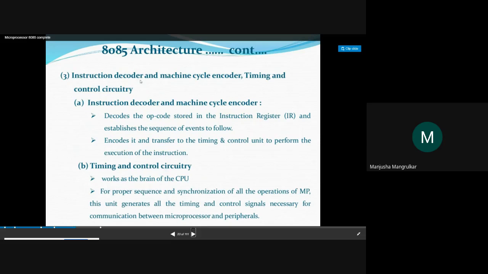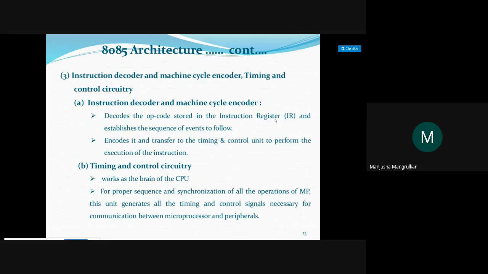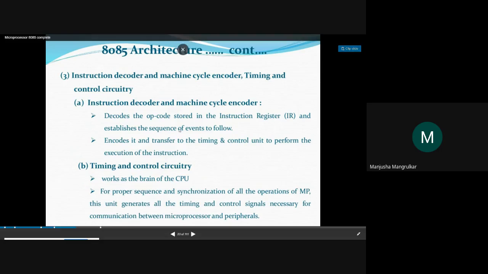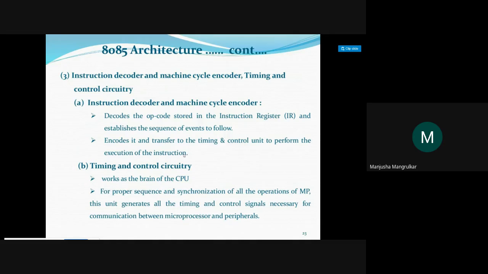Now the third: instruction decoder, machine cycle and timing diagram. Instruction decoder and machine cycle encoder, right? The IR, the decoder and the operand are stored in the instruction register. It establishes the sequence of events to flow. The instruction decoder establishes the sequence of events to flow, encodes it and transfers it to the timing and control unit to perform the execution of the instruction. So that is the task of the instruction decoder register.